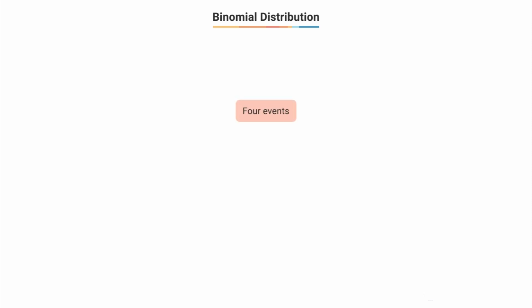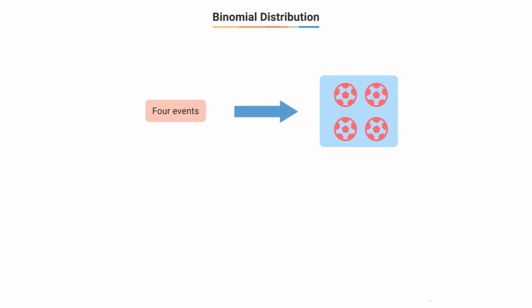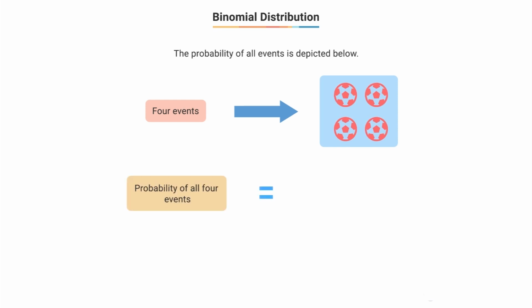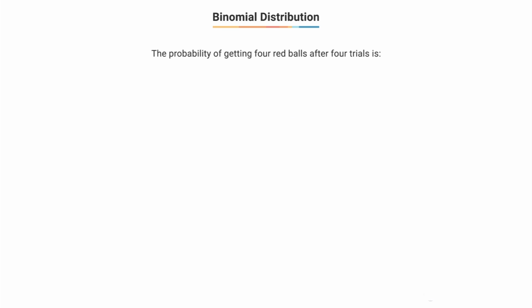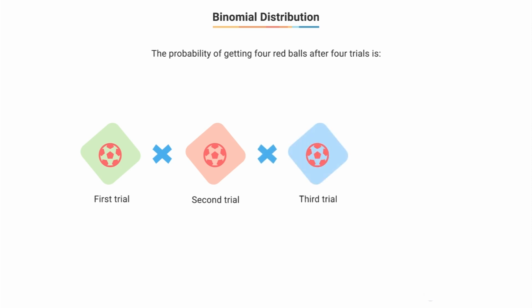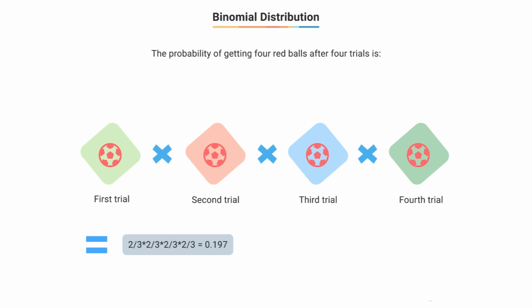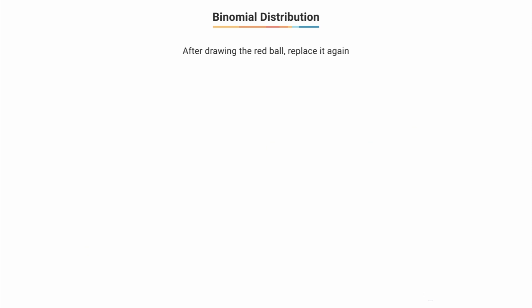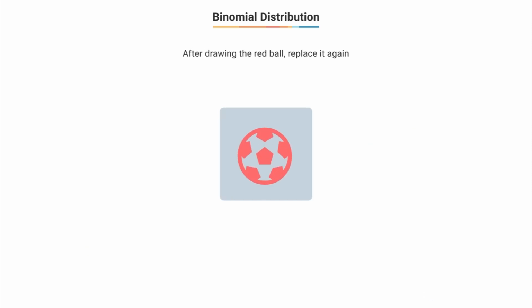Here we have 4 events taking place as we are drawing 4 red balls. Hence, the probability of all these 4 events taking place is going to be probability of event 1 into probability of event 2 into probability of event 3 and into probability of event 4. According to the multiplication rule of probability, the probability of getting 4 red balls after 4 trials is equal to probability of getting a red ball in the first trial into probability of getting a red ball in the second trial into probability of getting a red ball in the third trial into probability of getting a red ball in the fourth trial, which is equal to 2 by 3 into 2 by 3 into 2 by 3 into 2 by 3 equal to 0.197. Remember that we are replacing the red ball again after drawing it.